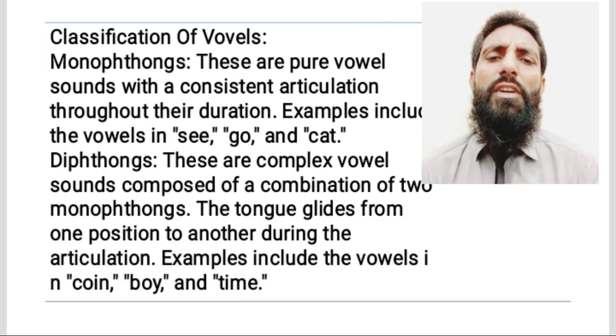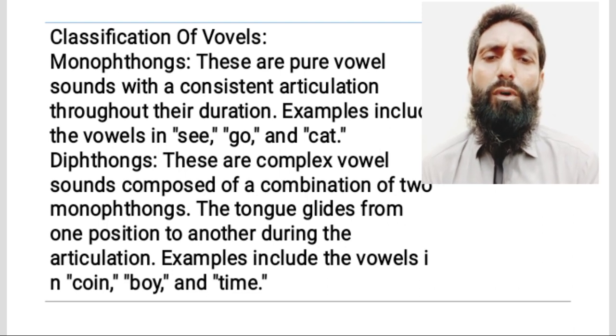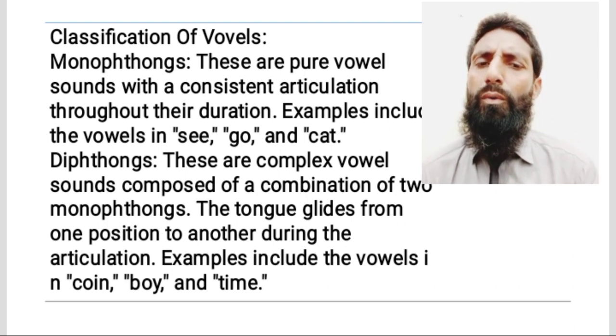Classification of vowels. Monophthongs. These are pure vowel sounds with a consistent articulation throughout their duration. Examples include the vowels in see, go, and cat.